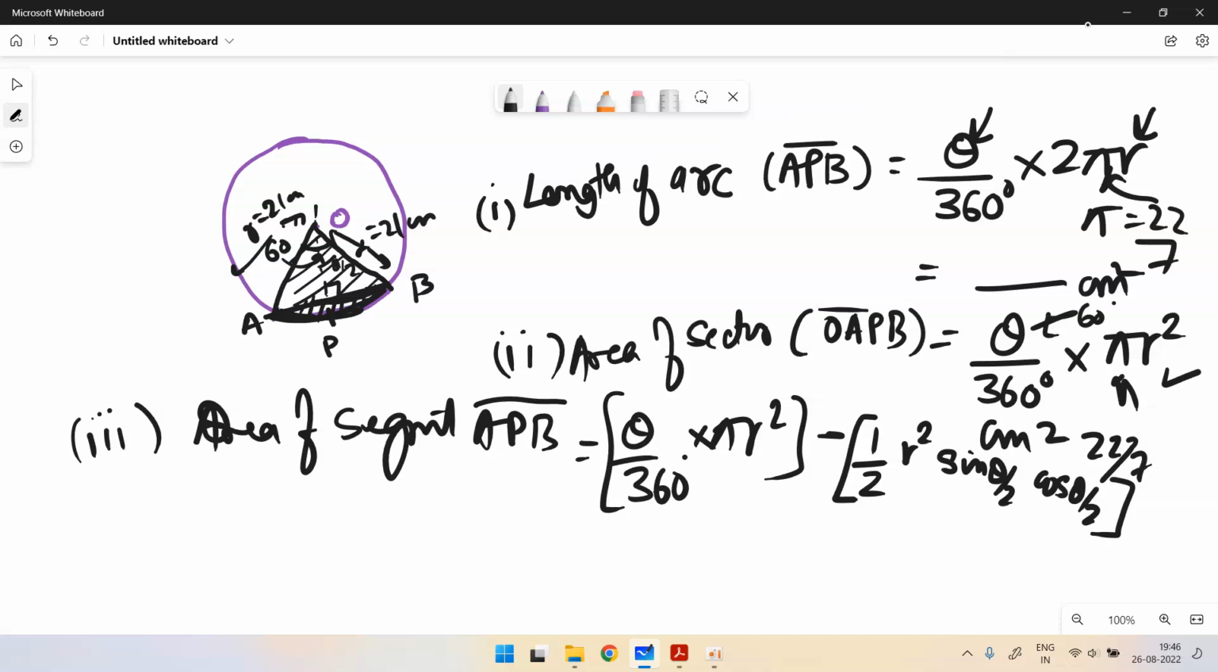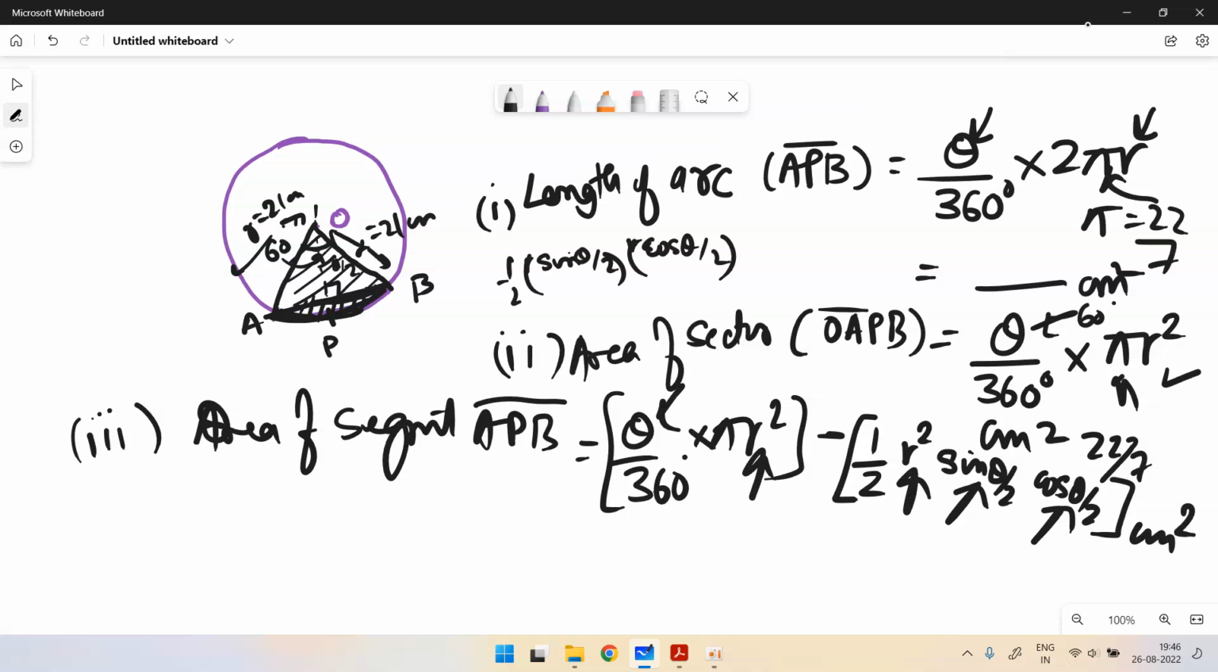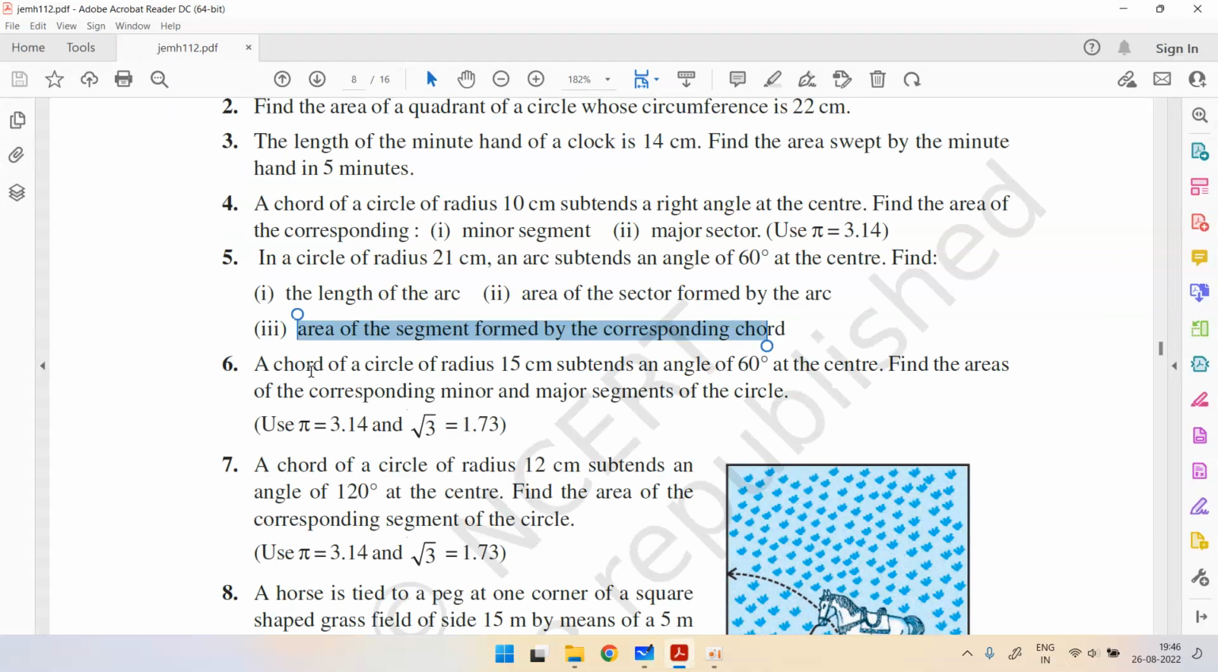Theta is this, theta by 2 is this. One side is r sine theta by 2, the other is r cos theta by 2, multiplied, so half base into height. If you put the value of theta and the value of r, you will get the answer in centimeter square. Put the value, get the answer.